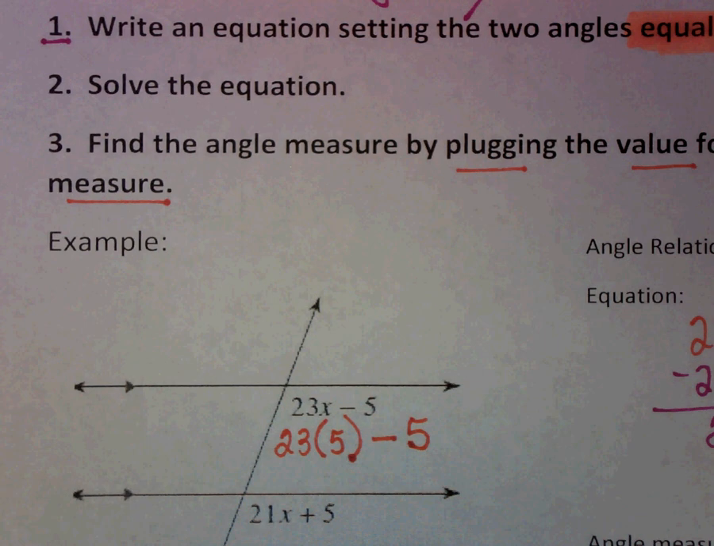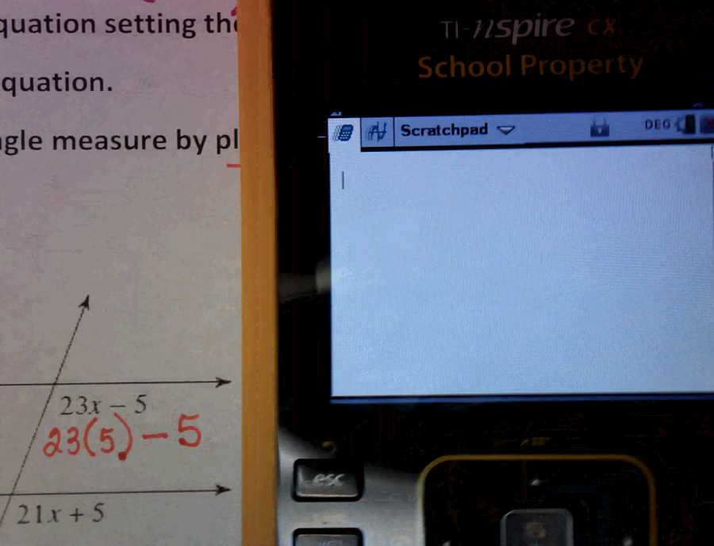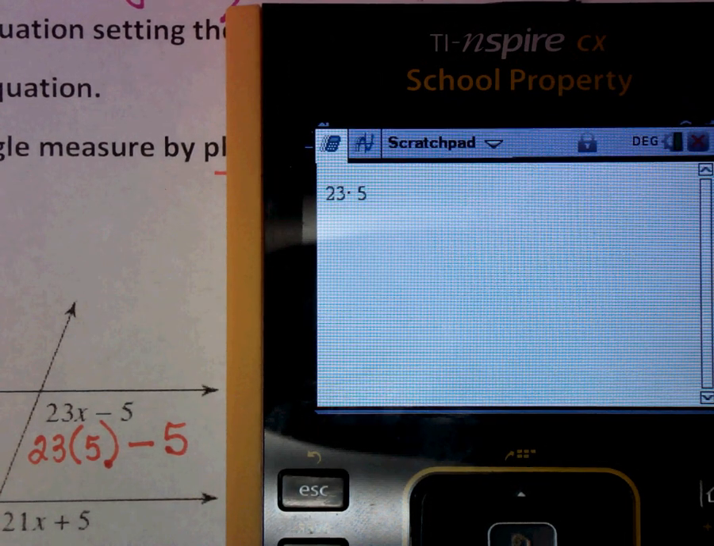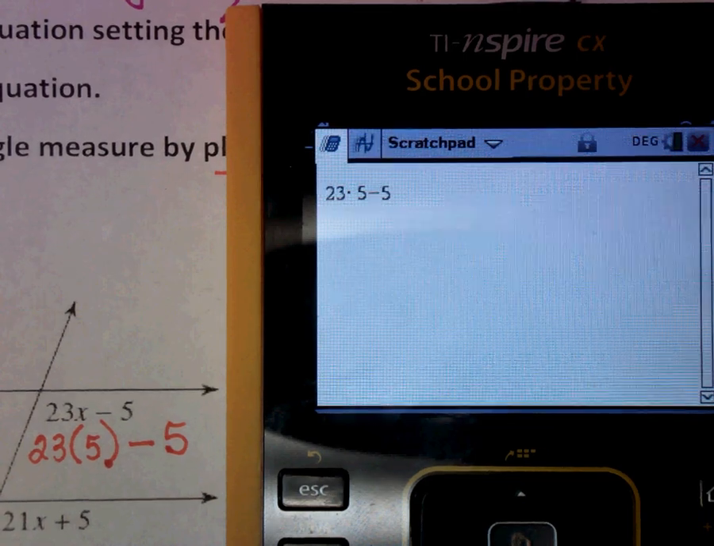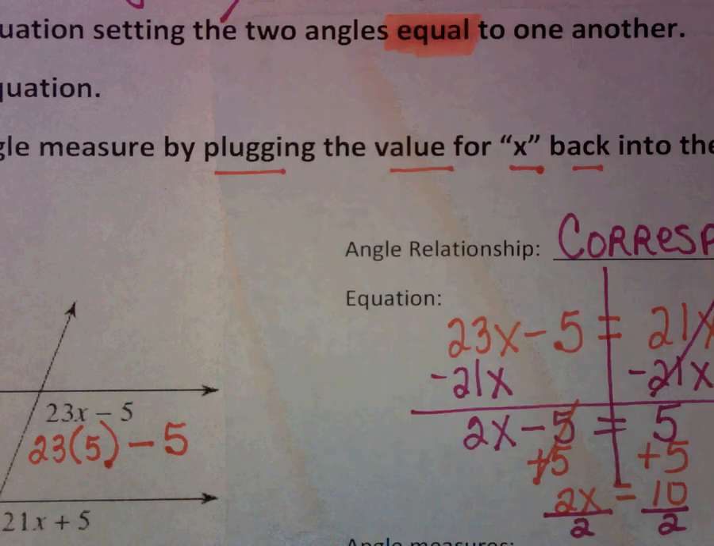Remember, you can use your calculator for this. You don't have to use your own brain, and we don't want to miss something because we're not using our calculator. So I'm going to type in 23 times 5 minus 5. And remember, make sure you're using the minus button. And we get 110 degrees.